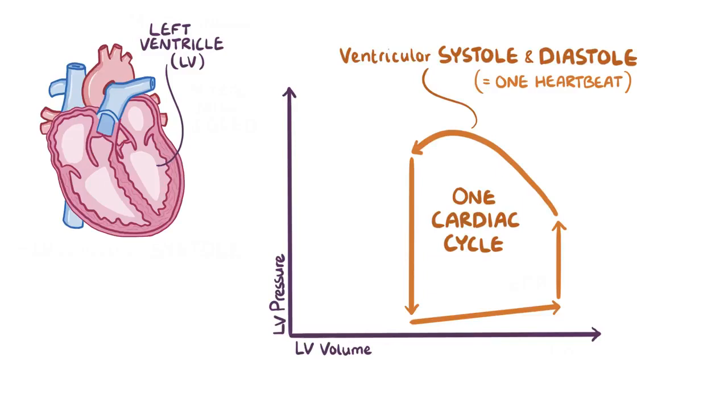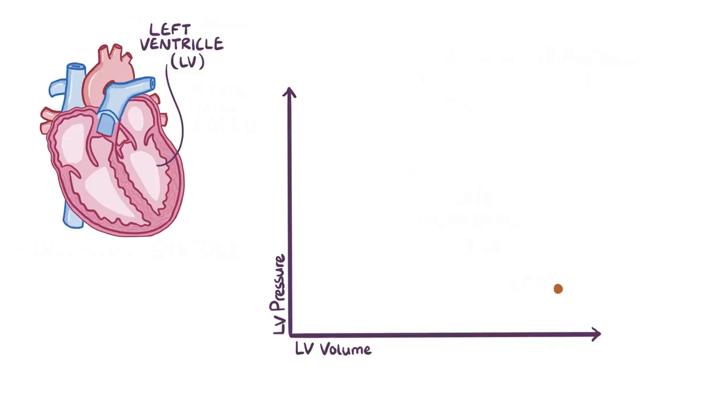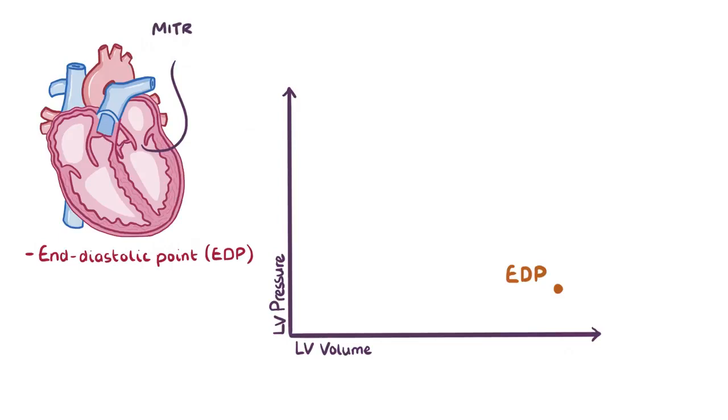Alright, let's start at the lower right-hand corner. This is the end diastolic point, and it's the point in the cardiac cycle when diastole is over. The mitral valve, or the communicating door, between the left atrium and the left ventricle has just closed. And as it closed, it made a long, loud sound, kind of like a... That's known as the first heart sound, or S1.